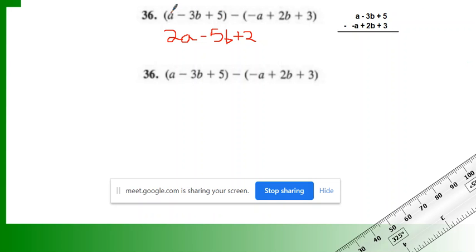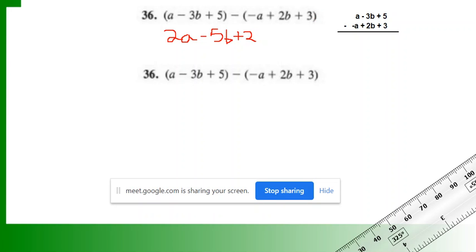So, when we subtract the polynomial a minus 3b plus 5 and negative a plus 2b plus 3, the result, or the difference, is 2a minus 5b plus 2. Okay, great. Now, here's how I like to think about it.